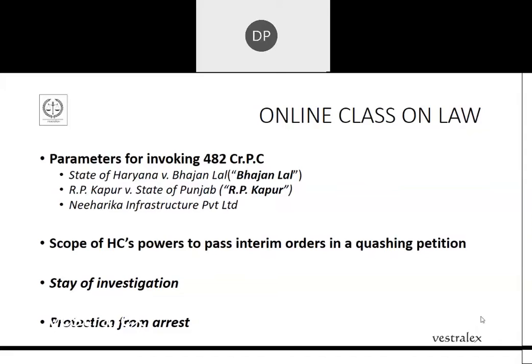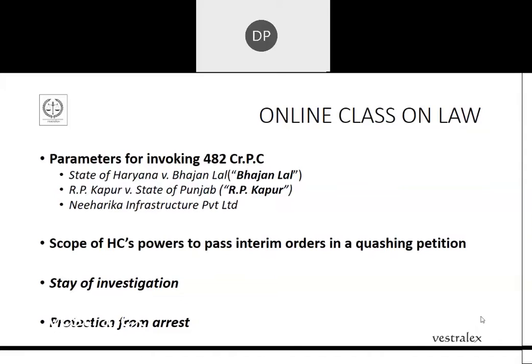Availability to the system of administration of justice is a primary concern of the law. Just the other day, our CJ spoke very well about rule of law and rule by law. Rule by law is different, rule of law is different. Why has the legislature intended Section 482? Only three reasons. First, an error apparent on the face of the record.